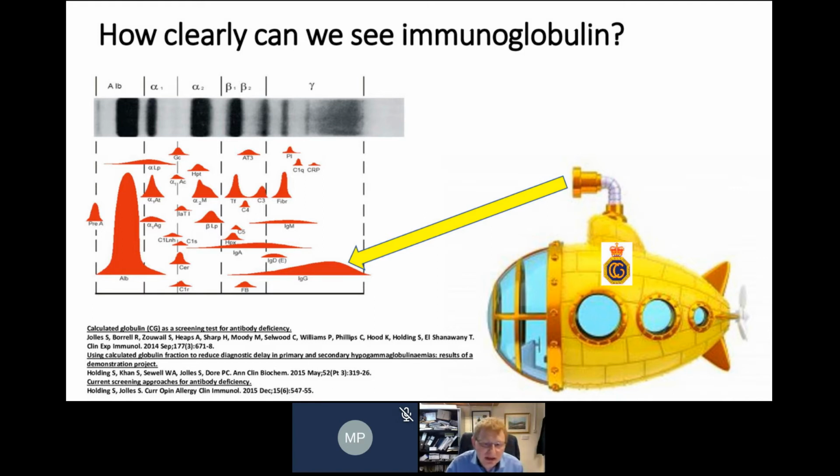How clearly can we see immunoglobulin when we look for it using calculated globulin? So here is an electrophoretogram where you can see to the right-hand side of that strip, there's a gamma region, and that almost looks like a bit of a smear at the end. That's the region that contains antibodies, and the main antibody class within that region is IgG. So as you can see from the HMS calculated globulin submarine, what it's trying to do is see the IgG in amongst all of these other proteins.